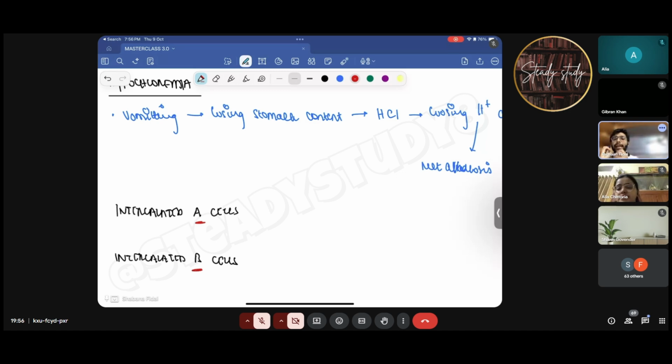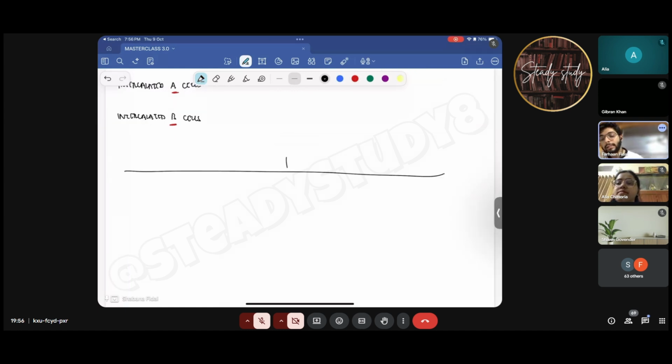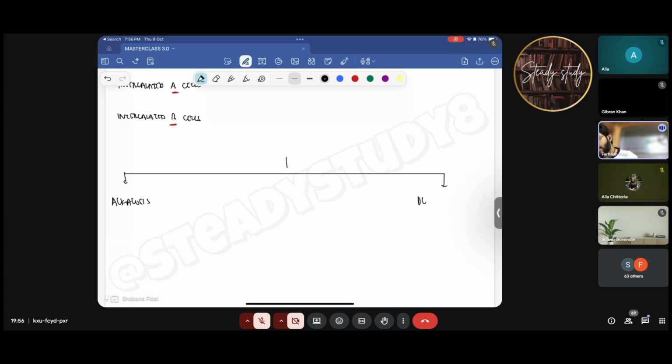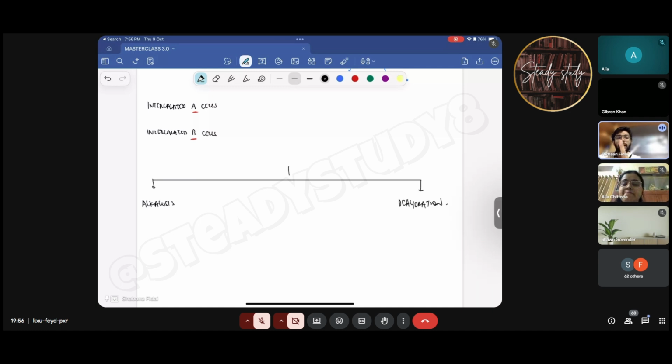So can I say two things are happening when a kid has congenital hypertrophic pyloric stenosis? One is that the kid has alkalosis. Just listen to me. Stop answering and listen to me. Alkalosis. Second is dehydration. We'll have time for questions. So you have alkalosis and you have dehydration.